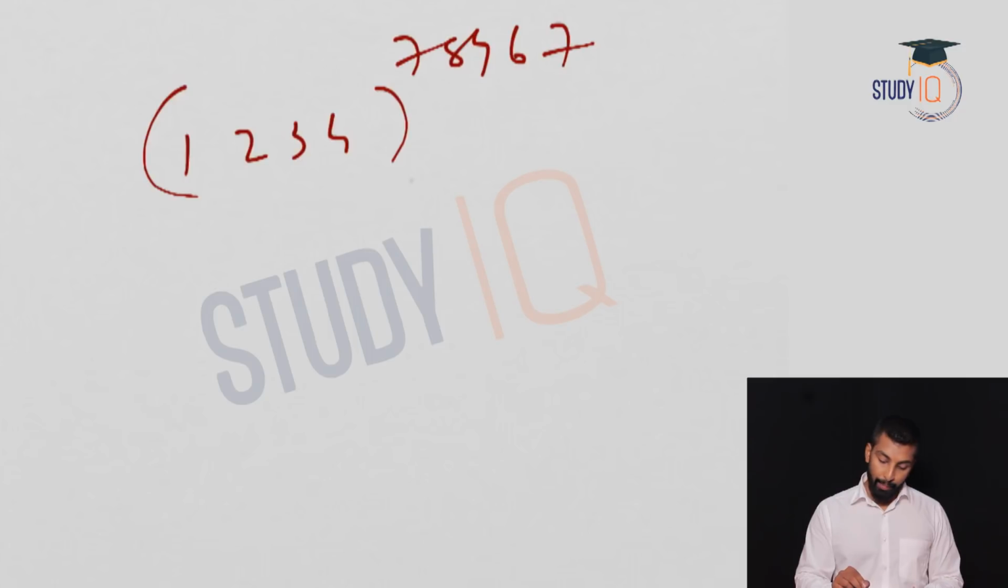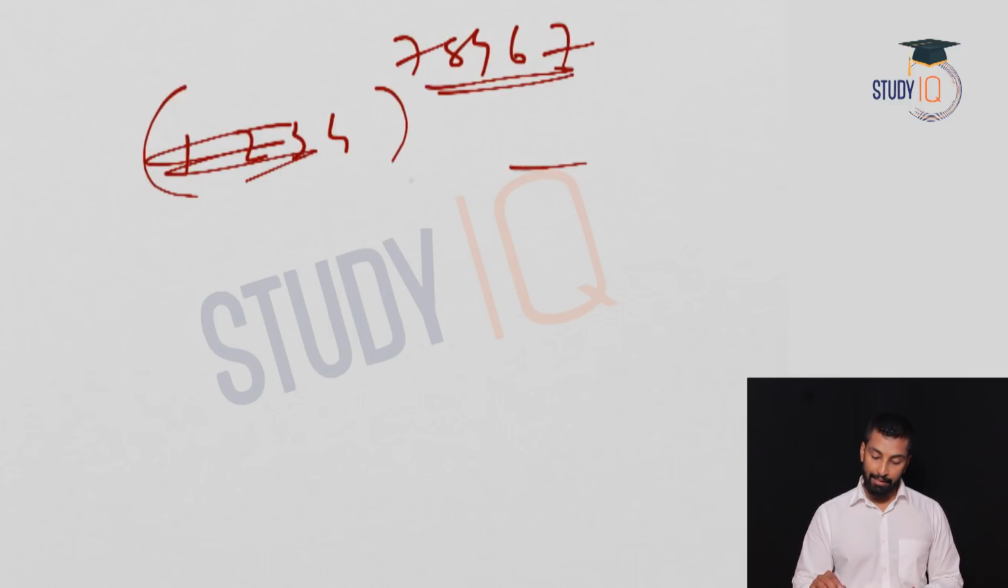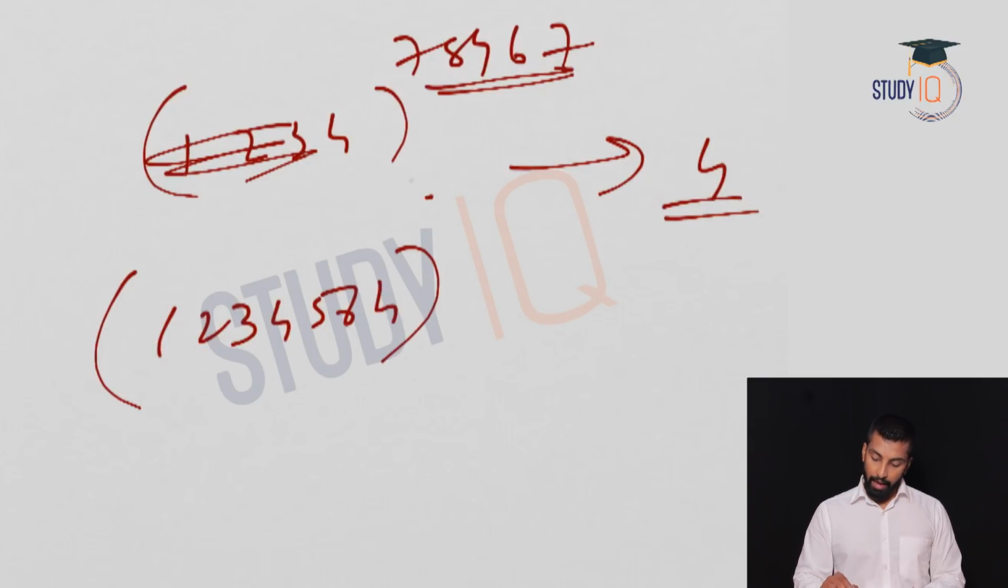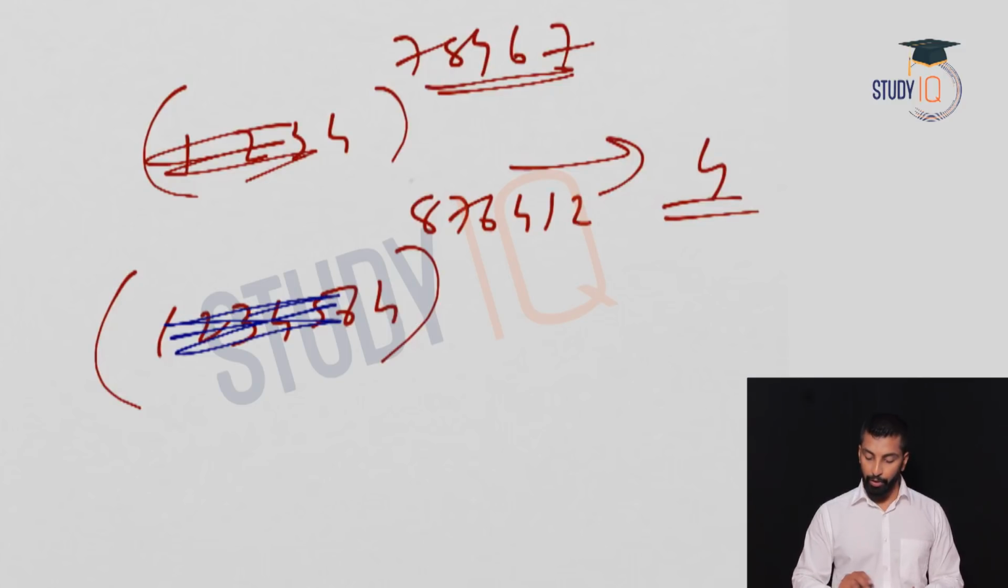So I give you one question: 1234 raised to 78967. Number ending in 4, look for the power, odd or even. Odd. What is the answer? 4. Another: 123456487641 raised to 2. Number ending in 4, this is not important. Look for the power, odd or even. Even. What is your answer?